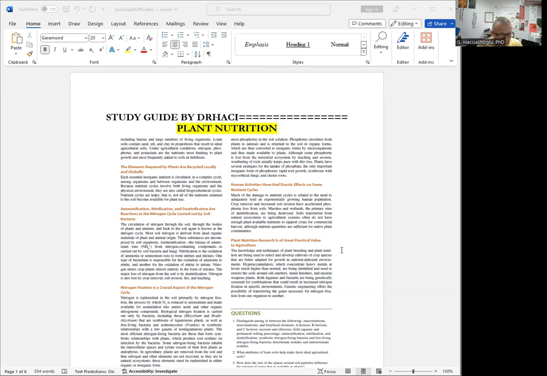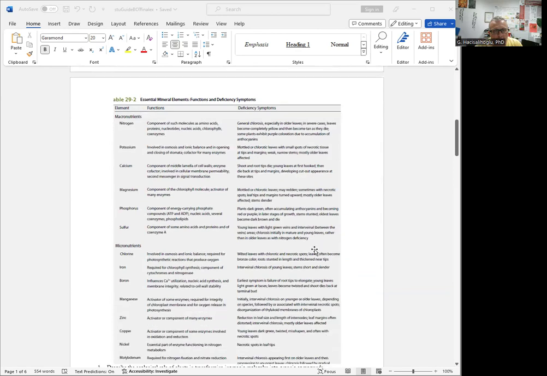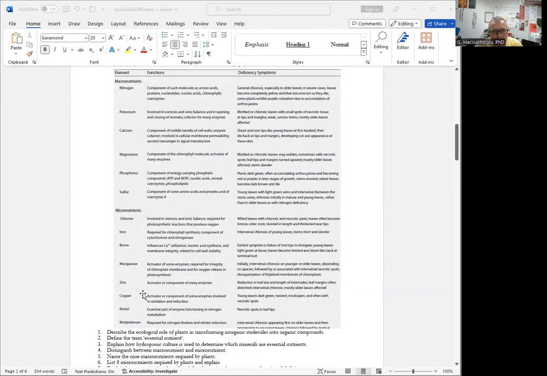You need to know there is a table in your book, which is here also, that lists all 17. The other 8 are micronutrients, which are needed in smaller amounts, like zinc, iron, boron, manganese, copper, nickel, and molybdenum. You need to pay attention to their function, which is listed here, and their deficiency symptoms.